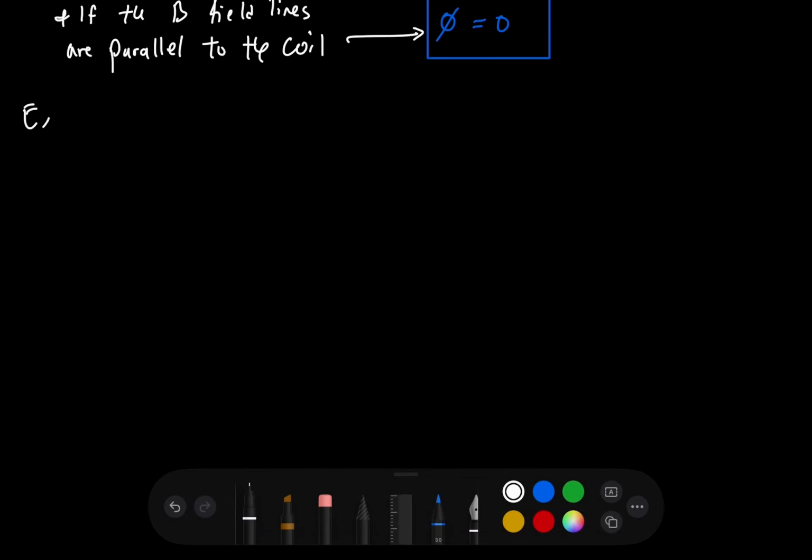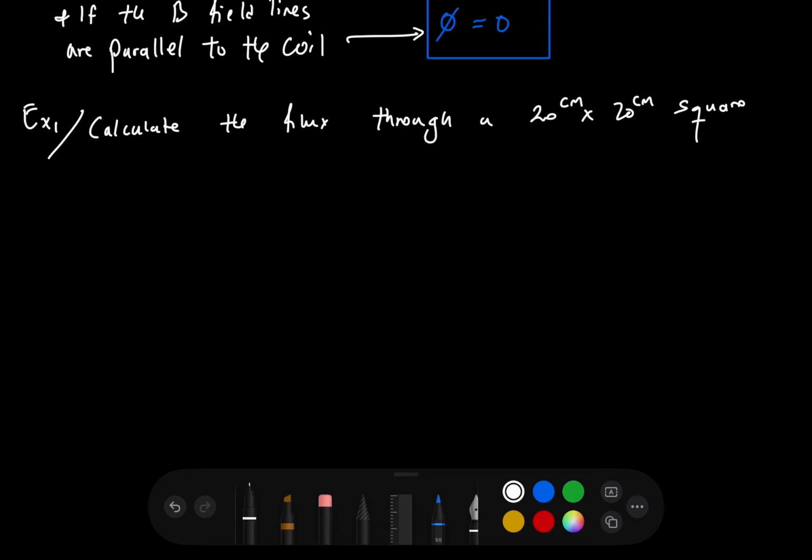Example number 1. Let's say we have a 20 by 20 centimeter square, and we're supposed to calculate the magnetic flux through the square. So calculate the flux through a 20 centimeter by 20 centimeter square. And let's assume that the magnitude of the magnetic field through which the field lines are created is about 6 megateslas.